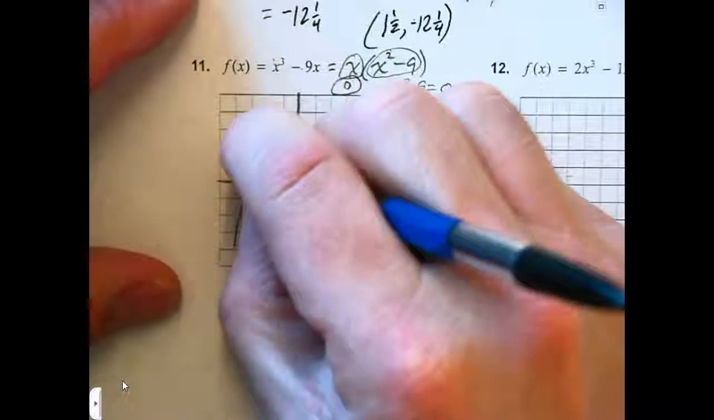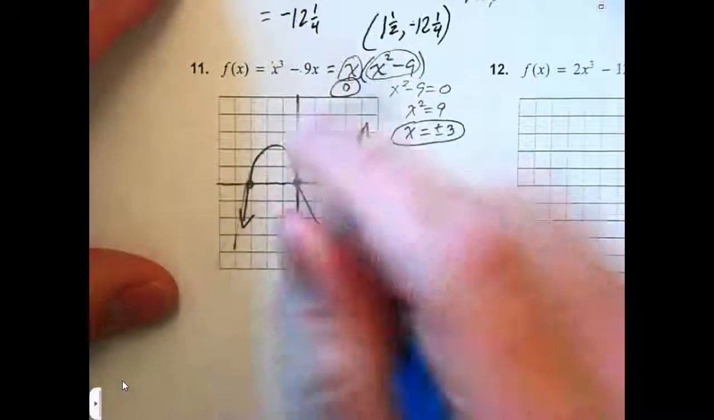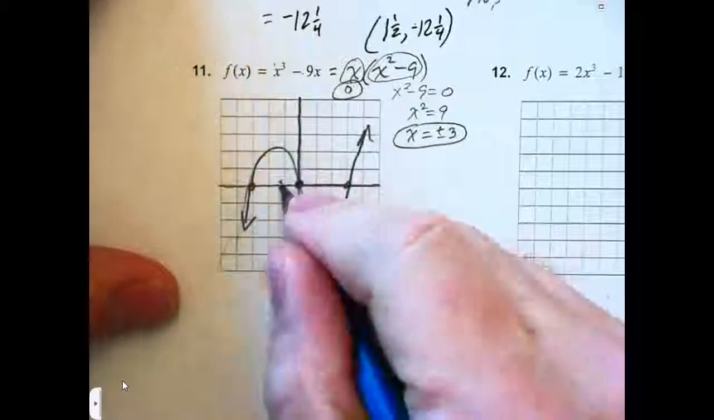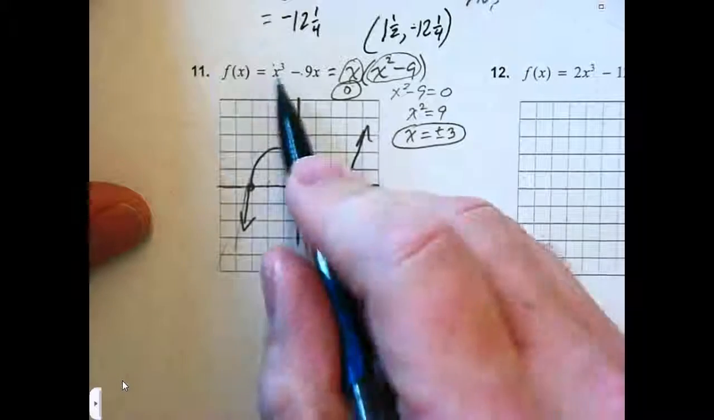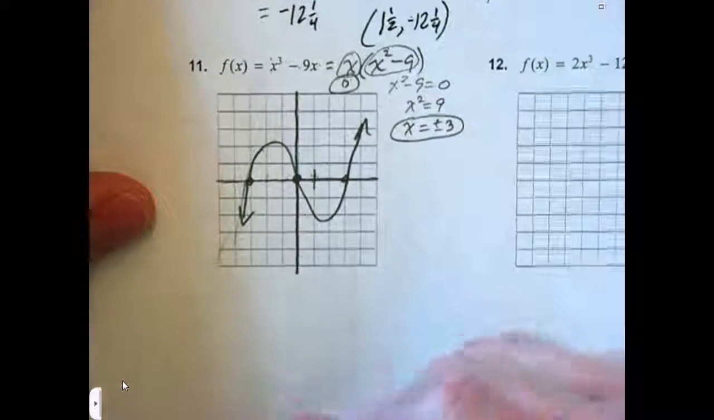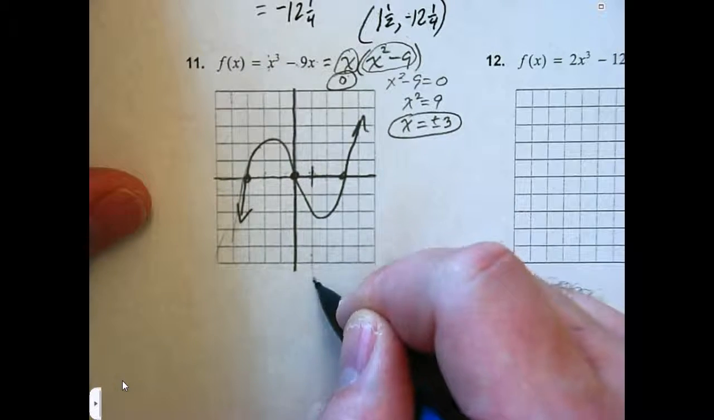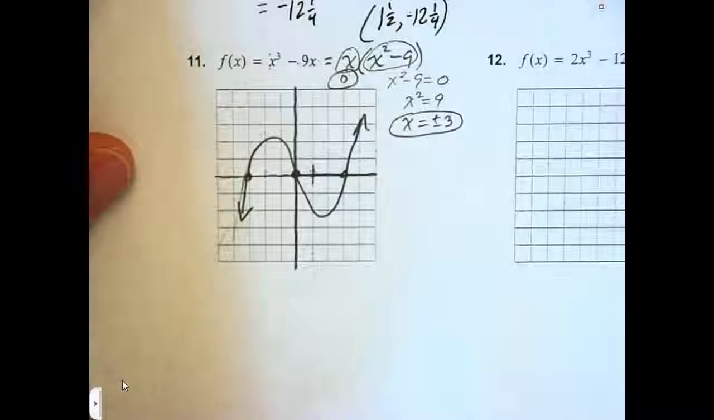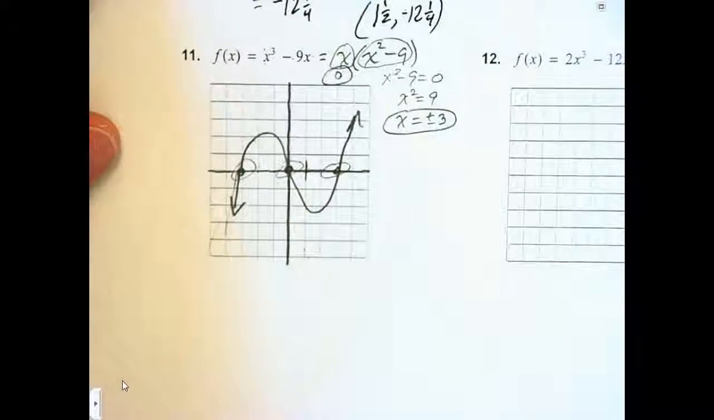Okay, if you wanted to do it accurately, which I'm not terribly concerned about right now, you could always plug in values. Like if I put 1 in, 1 cubed is 1 minus 9, which is negative 8. So this would actually be way, way down there. Once again, I'm not too terribly concerned about that. I'm more concerned that you put the correct zeros.